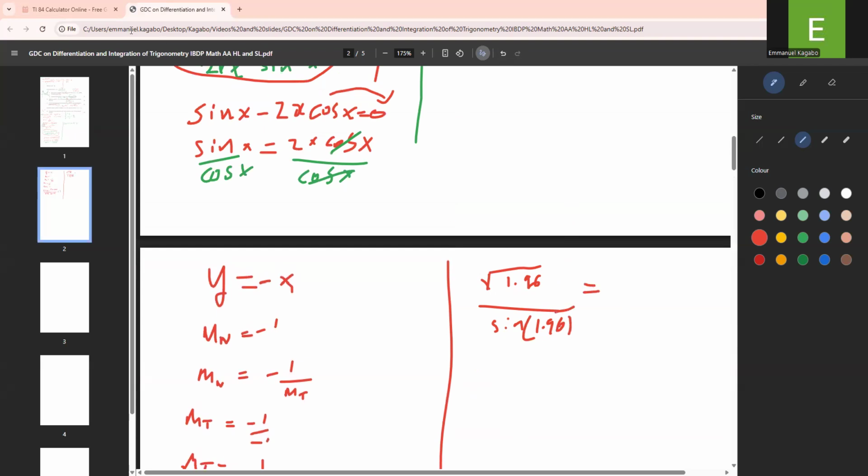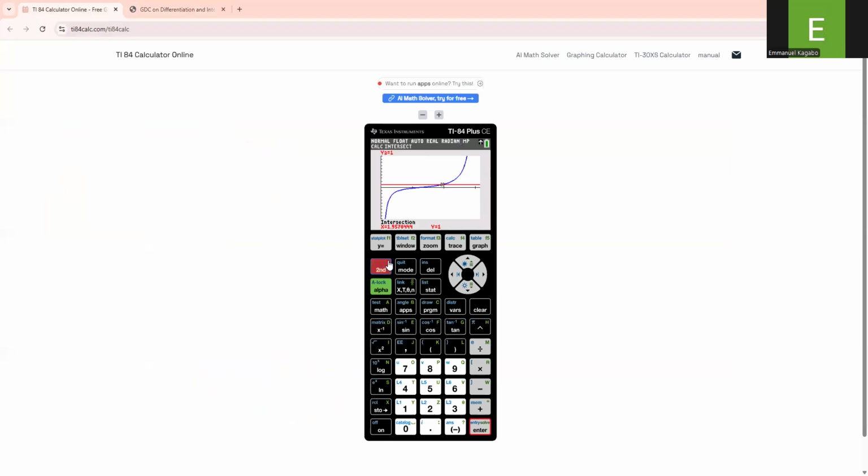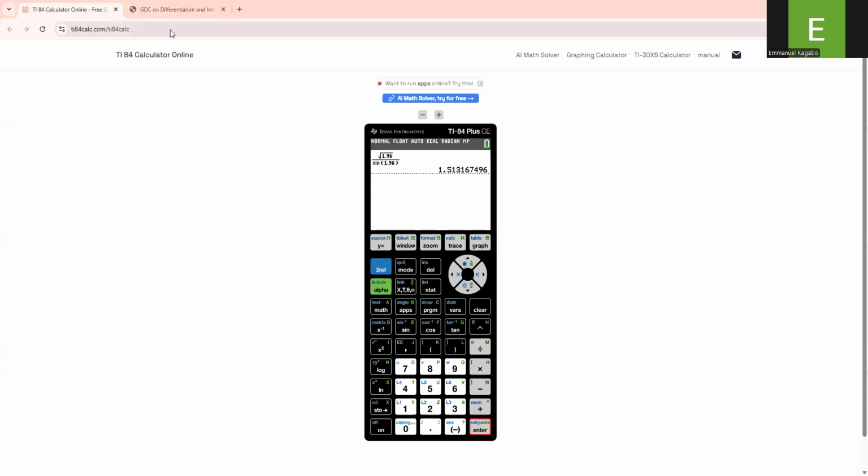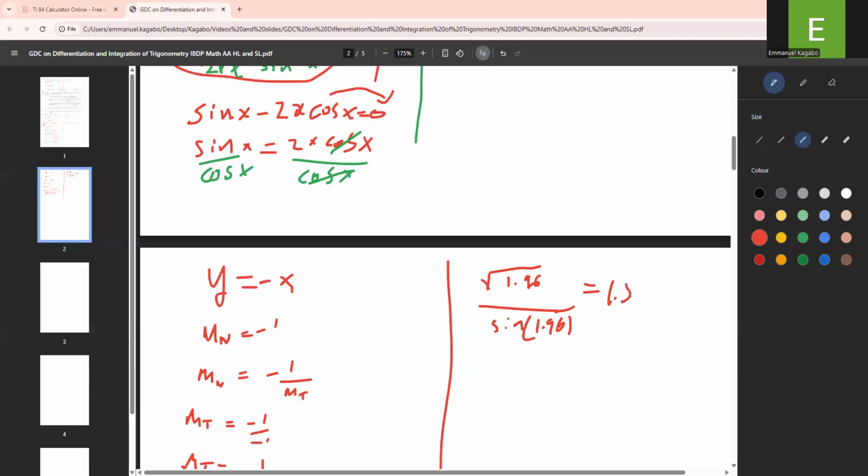Now, when you work out this in your GDC, what do you get? Second part. So when I do that one, I'm going to do the second fraction, which is going to be square root of x, and my x is 1.96 over sine of 1.96, close the brackets, right? So what do I get? I'm going to have 1.513. So basically here it's 1.2, back to the graph, I have 1.5. Okay, so three significant figures, 1.51.